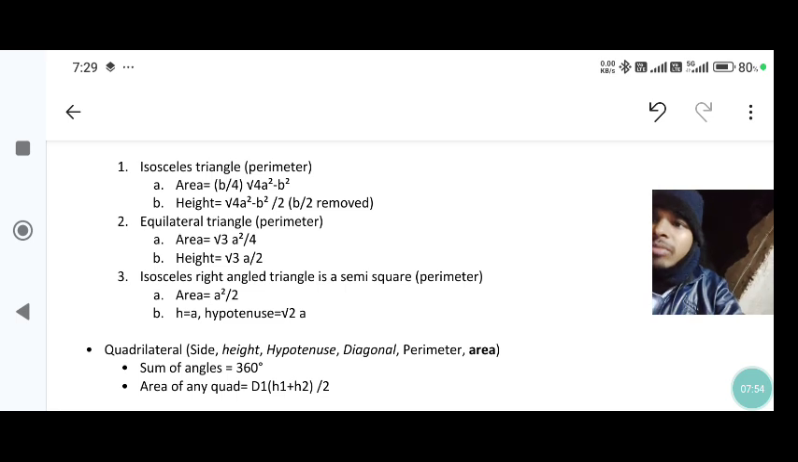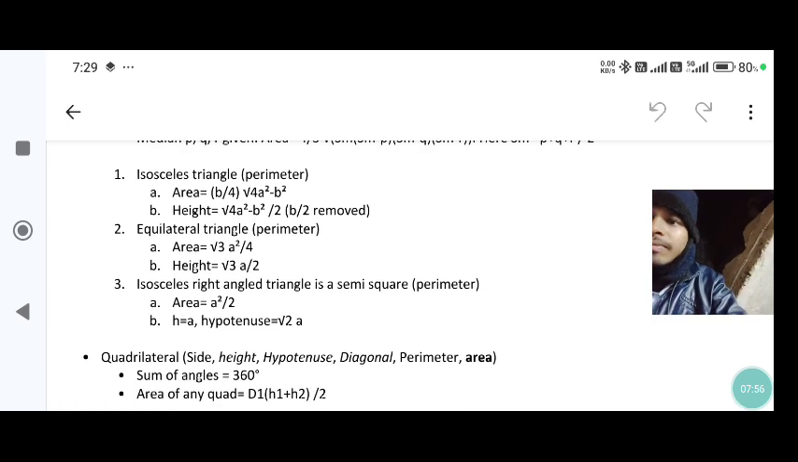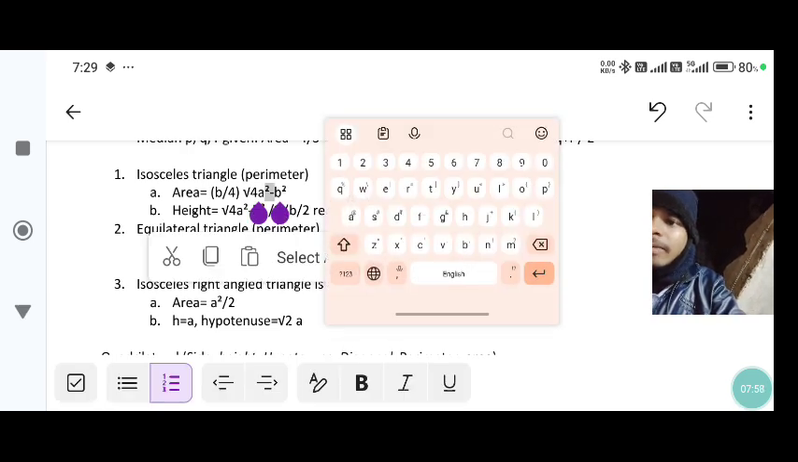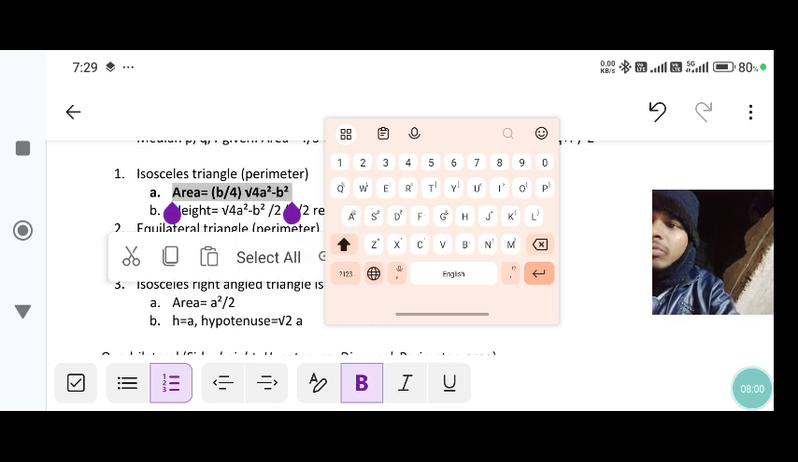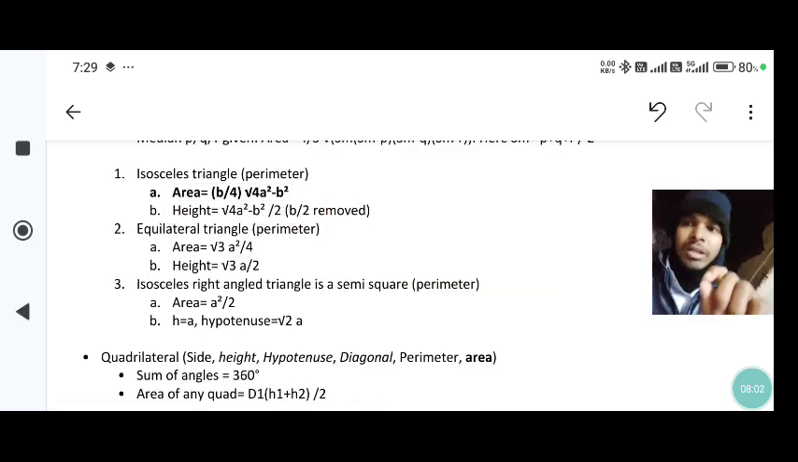So, a slightly tough formula, so I will make it bolder. Select all and I will bold this formula. And talking about the height, the b by 2, half into base, will be cancelled, so it will be root under 4a square minus b square divided by 2 will be the height.